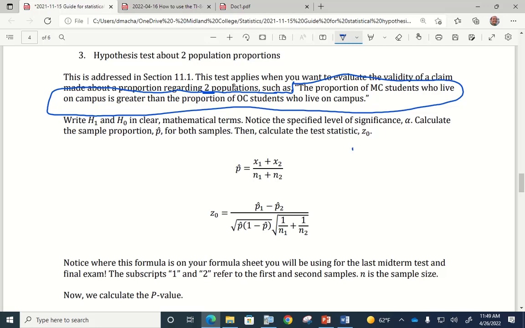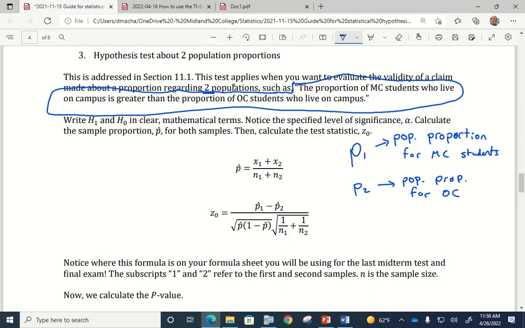So I might call P1 my population proportion for Midland College students. And that would mean P2 would be the population proportion for Odessa College students. And so whenever you see P1 hat, that is just going to be my sample proportion for MC. And if you see P2 hat in these formulas, that's going to represent your sample proportion for Odessa College.